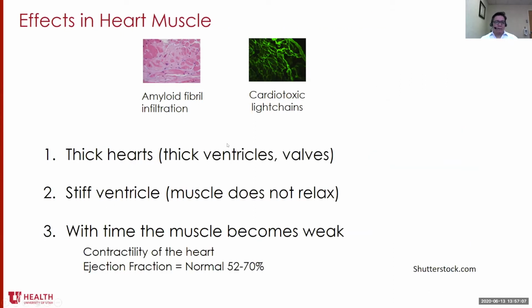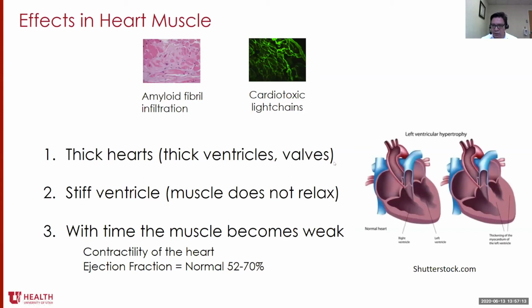So let's go back and focus on the muscle. We're going to spend some time here talking about the muscle. If you can see on the diagram to the left, you can see a normal heart with the right ventricle and the left ventricle. Those are the chambers at the bottom, and then we have the atriums, the smaller chambers at the top. And you can see on the right, when there's amyloid deposition, the walls of the ventricles become thick. And that's one of the features of this condition.